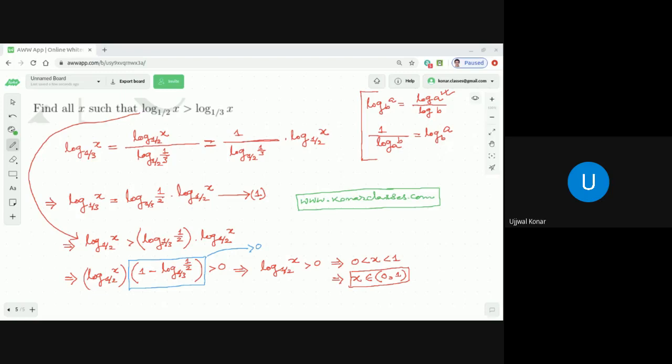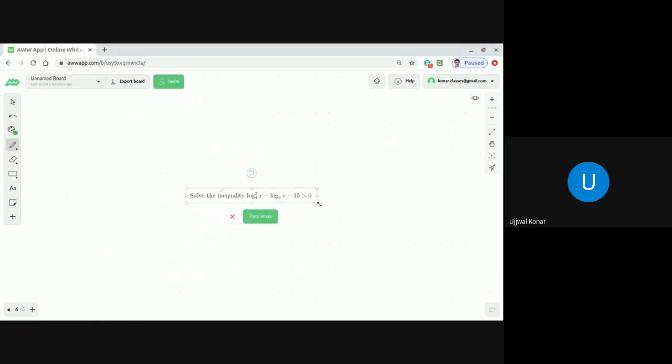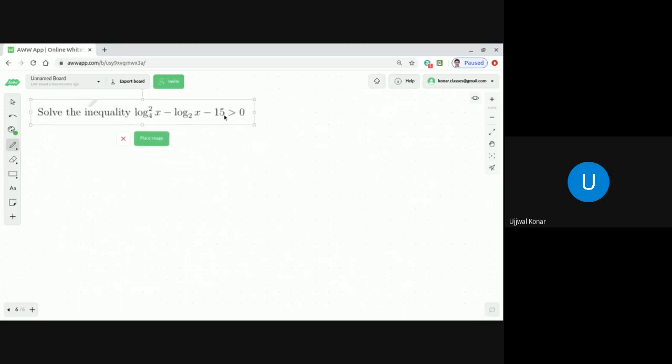So here the inequality is something like this. Solve the inequality that log of x base 4 whole square, and that is the way it is symbolically represented. So log of x base 4 whole square minus log of x base 2 minus 15 greater than 0.